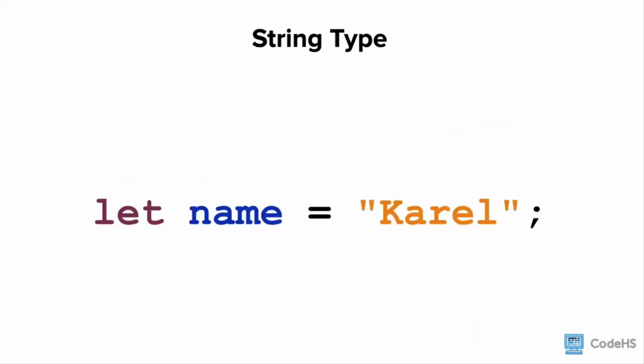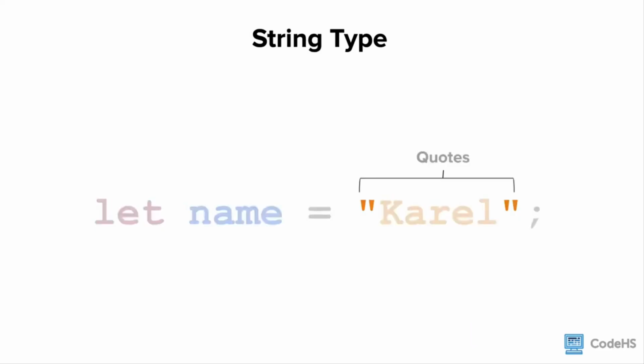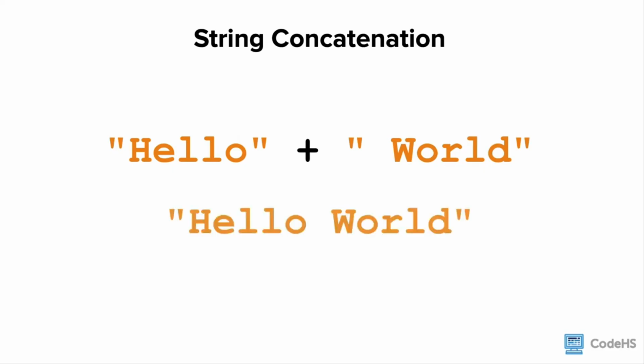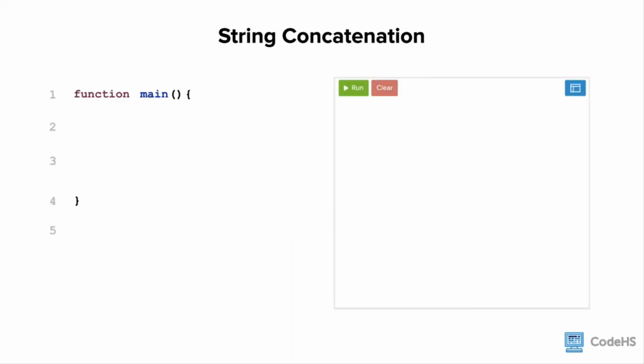And lastly, the string variable stores text. Notice how there are quotations around the text to signify to the computer that Carol is a string. We can also combine strings in JavaScript. This is called string concatenation. In this example, we can combine the individual strings "hello" and "world" to make a combined string of "hello world". This also works when we have a variable that is storing a string value.